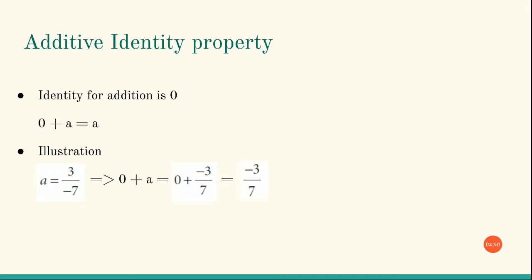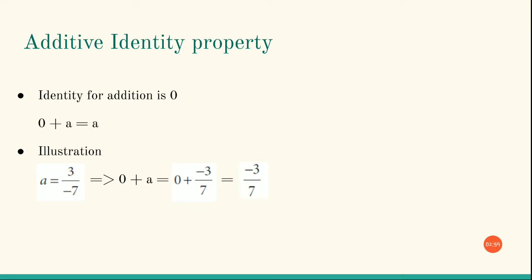Okay. In terms of rational number, we have an example. See, A is given as 3 by minus 7 and you are going to add 3 by minus 7 to 0. So, what is happening? 0 plus minus 3 by 7 will give you minus 3 by 7.